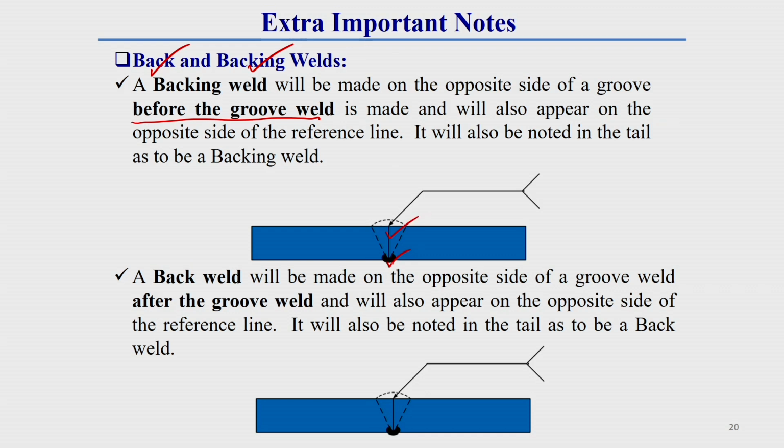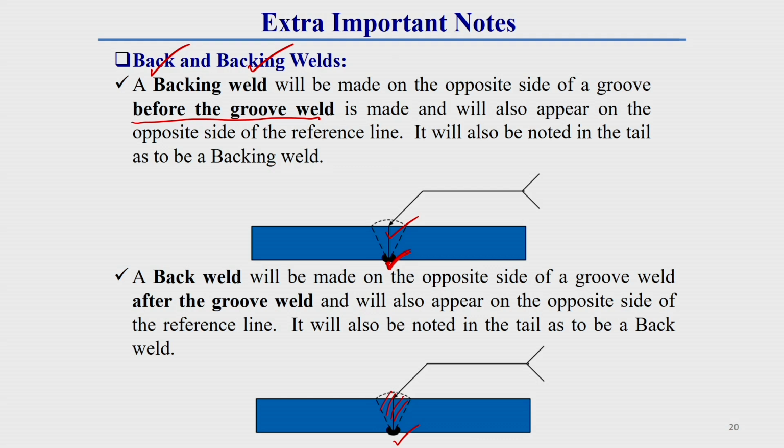Generally, backing weld is made on the opposite side of the groove. If this weld is done before the groove weld, then this is called backing weld. If this operation is done after the groove weld, that means first of all the groove weld is done, and after that this other side welding is done, then that is called back weld. So, always keep it in mind, backing weld is done before the groove weld and back weld is done after the groove weld.